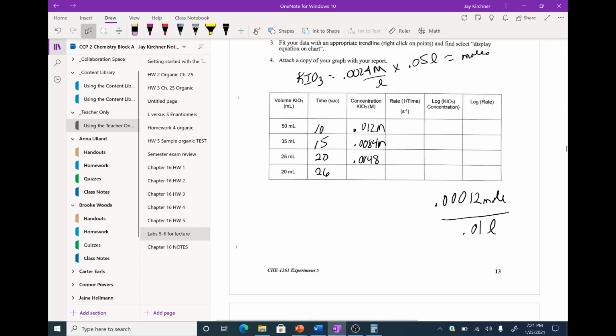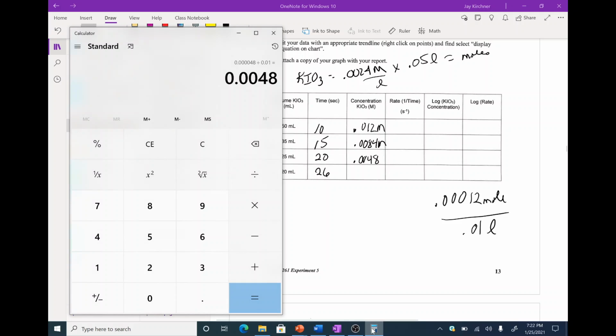Now, one thing you might notice is that this number is roughly about twice that number. Roughly. I'm saying roughly, like it's pretty close. But it's not quite right, so I'm not sure what's going on here. So, okay, let me go back and do this calculation one more time. Let's see here. 0.0024 times 0.05 equals, divided by 0.01 equals 0.012. Okay, let me try the next one again.